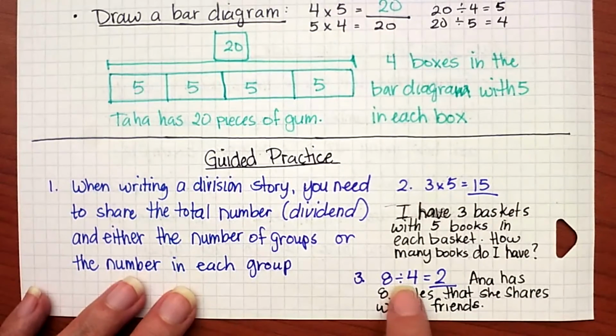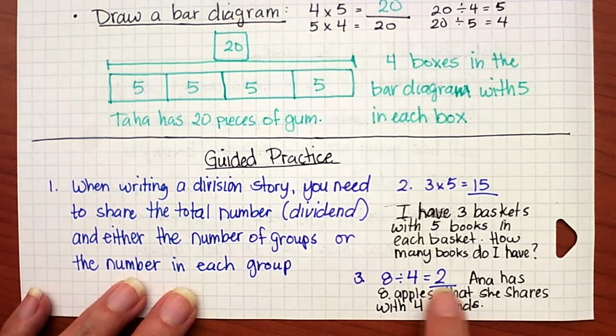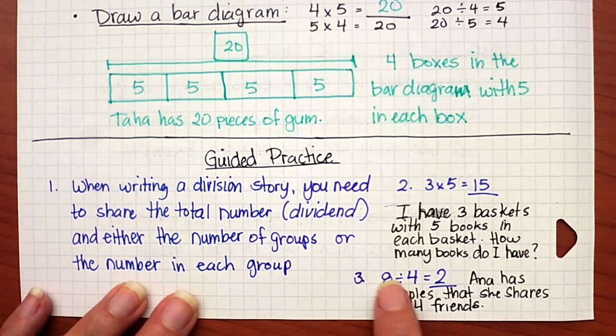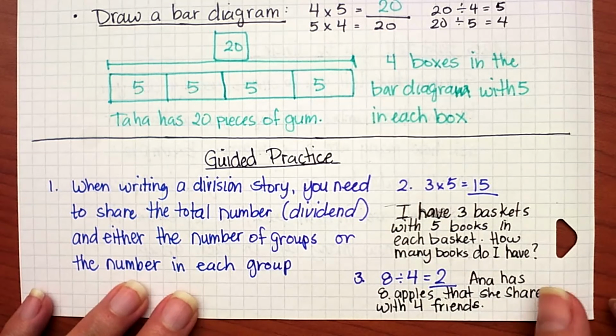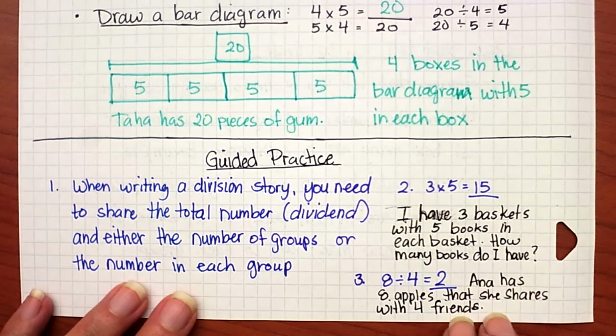And then they gave me 8 divided by 4 equals 2. So I can say Anna has 8 apples that she shares with 4 friends. How many apples does each friend get? Then I know I'm taking my whole number, I'm sharing it or dividing it to find my quotient. That tells me that I'm dividing.